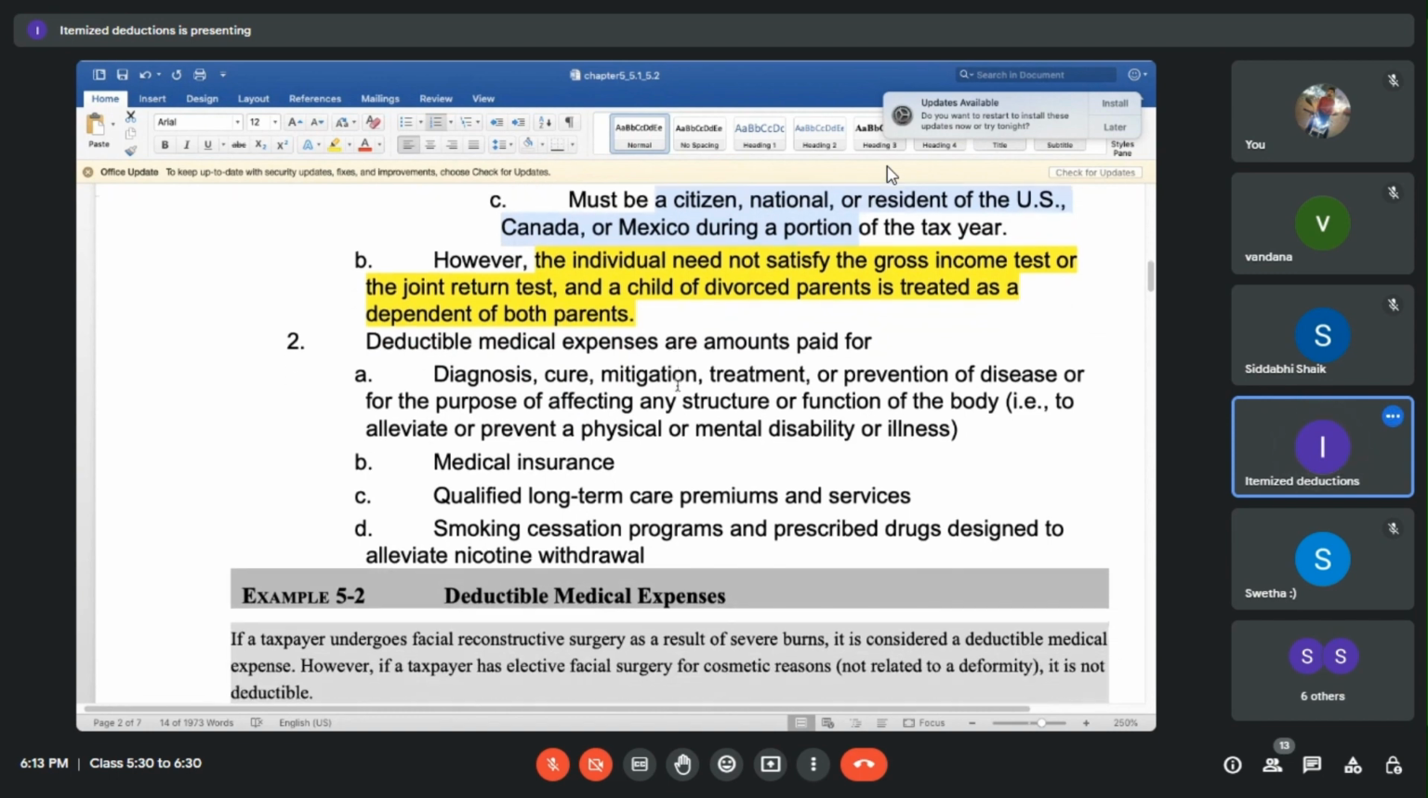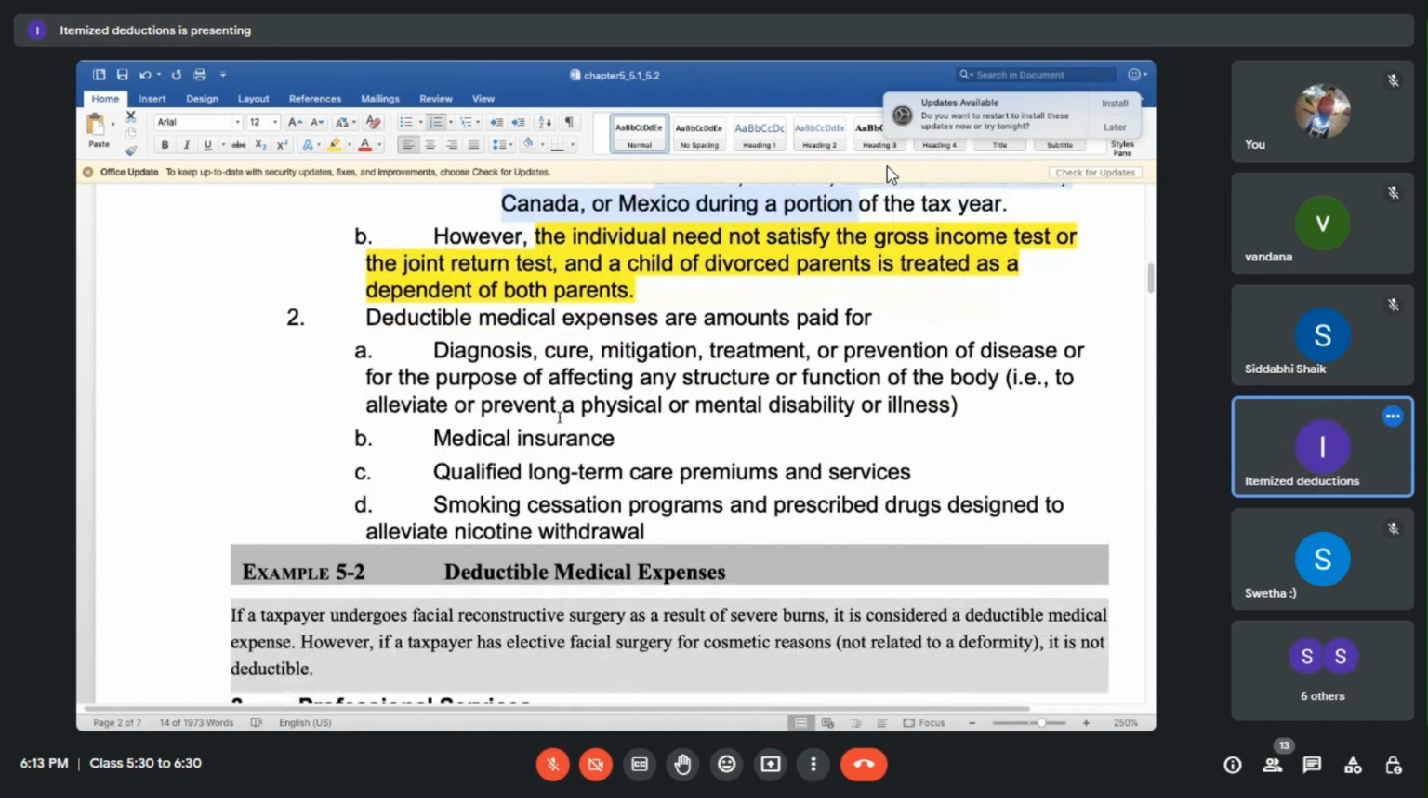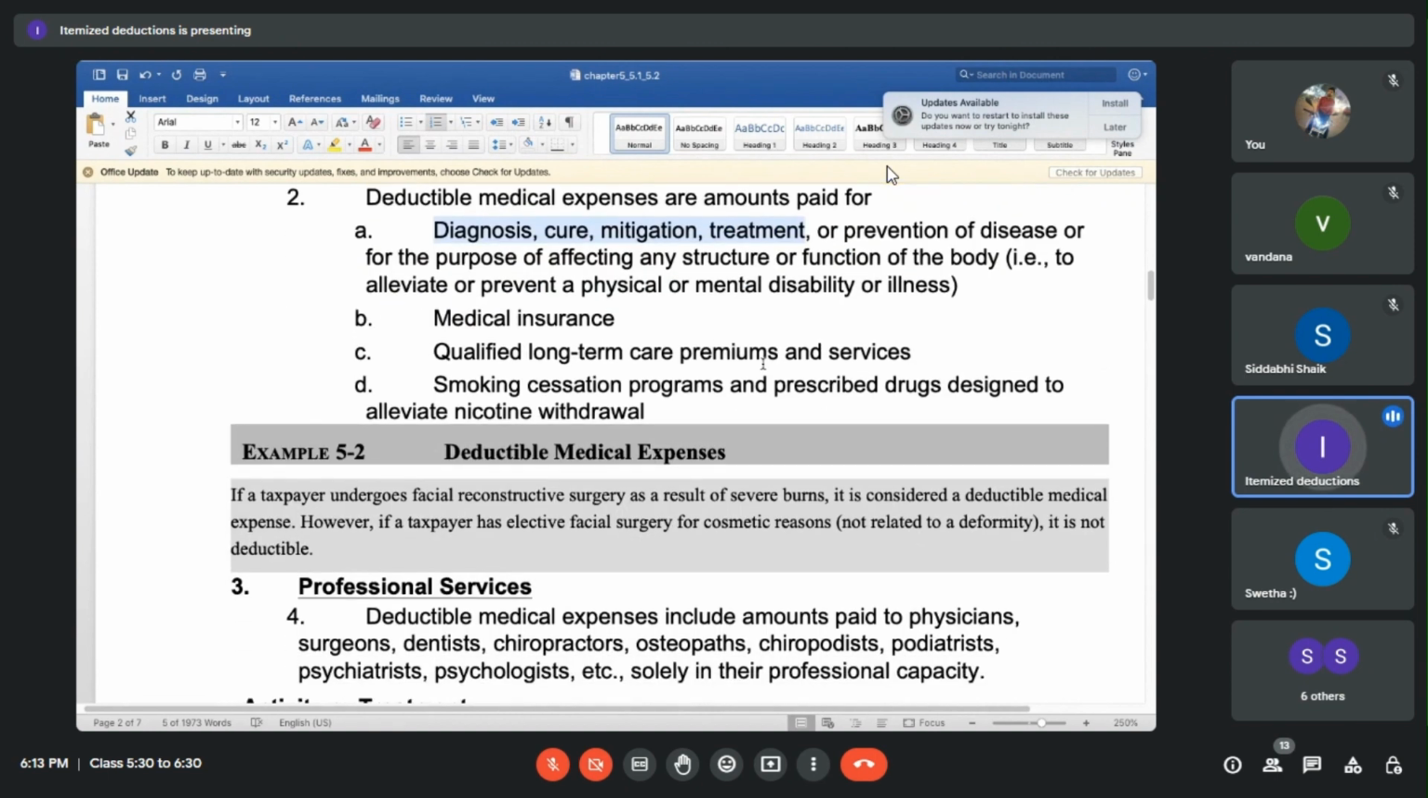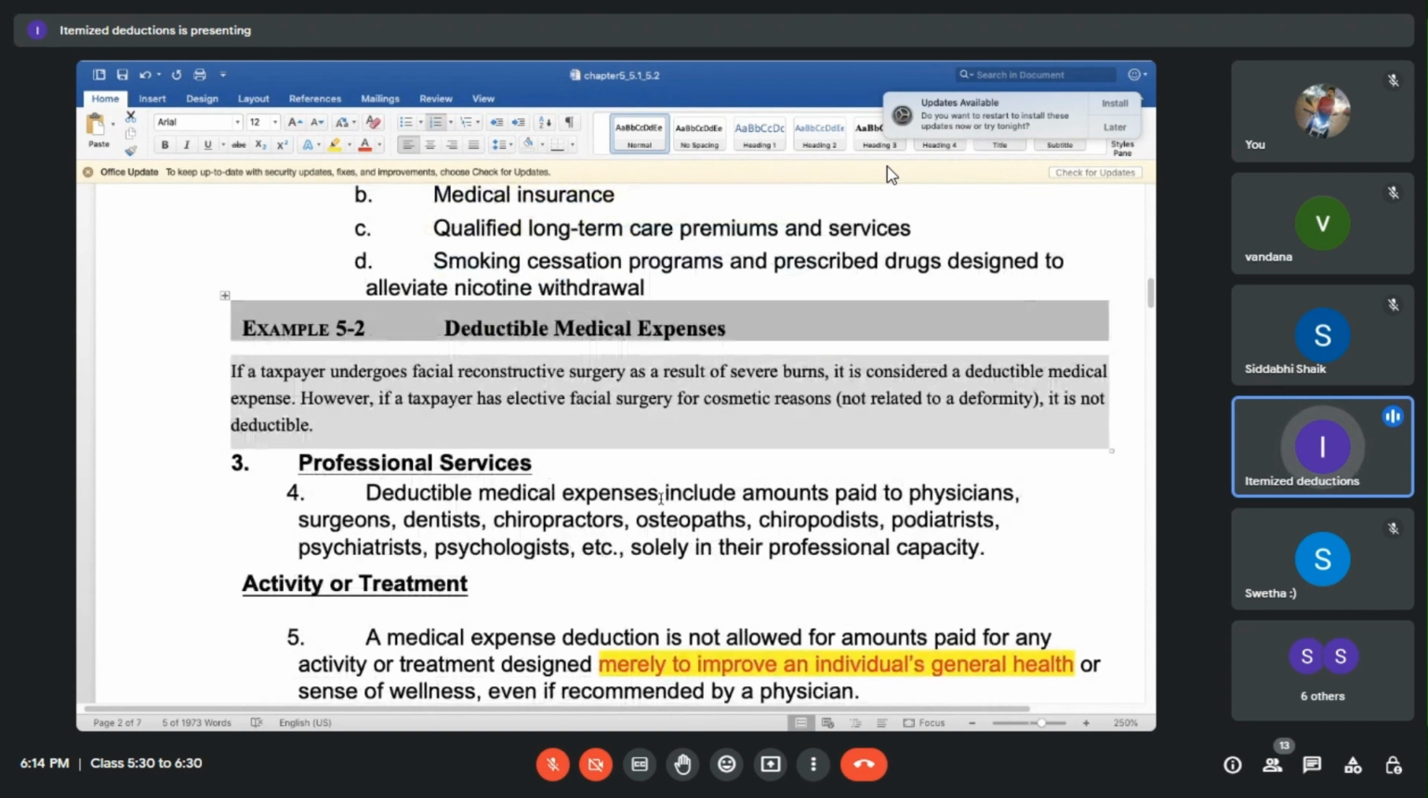So anyway, these are all deductible expenses: any diagnosis, cure, mitigation, lab test, anything like that. And all those professional services also, like dentist, physician, or psychiatrist, they will all be included.